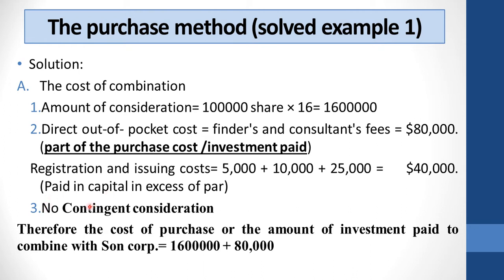Number three, we don't have contingent consideration. Therefore, the cost of purchase, or the amount of investment paid by POP in order to combine with Sun, equals $1,600,000 in the form of issued shares plus $80,000 in the form of finders and consultant fees.